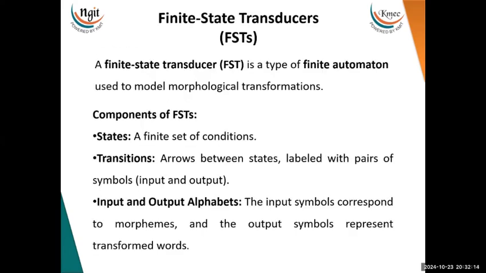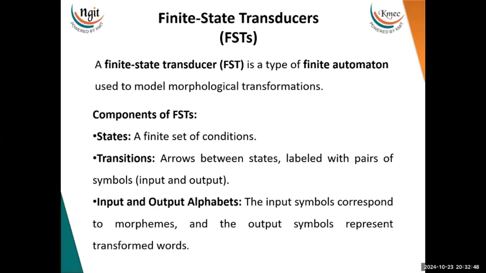So FST, that is finite state transducer, is a type of finite automaton used to model morphological transformations. The components that exist in FSTs are states, transitions, input and output alphabets. A state is a finite set of conditions. Transitions are arrows between states labeled with pairs of symbols, input and output. The input symbols correspond to morphemes and the output symbols represent transformed words.